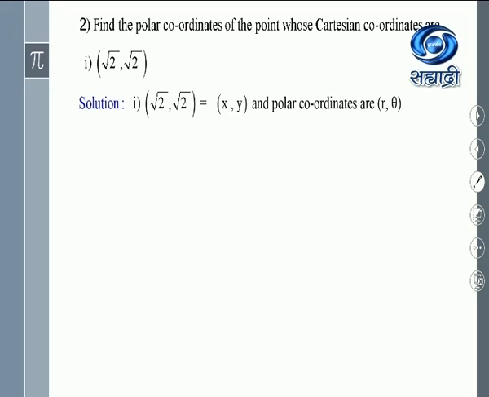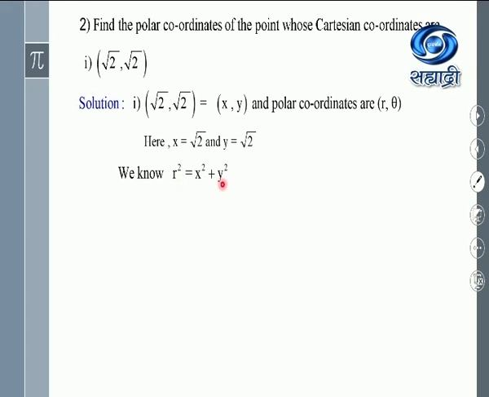So we denote the Cartesian coordinates by the small letter (x, y) within the round bracket, and we assume the polar coordinates as (r, theta) because these are the notations for the polar coordinates. Now we equate x with root 2 and y with root 2. So we got x is equal to root 2 and y is equal to root 2.